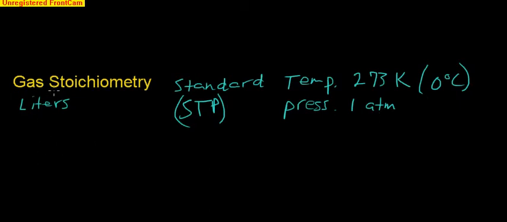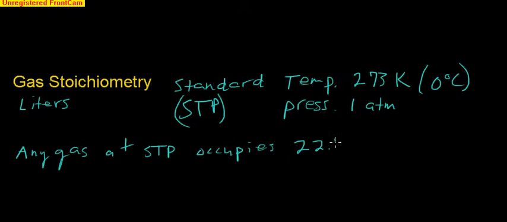So the thing that we need to know about gases in terms of stoichiometry is that any gas, meaning helium, nitrogen, argon, any gas at STP, once again meaning standard temperature and pressure at 273 K and 1 atmosphere, occupies 22.4 liters if you have 1 mole of the gas.